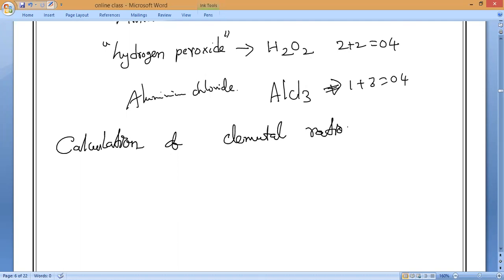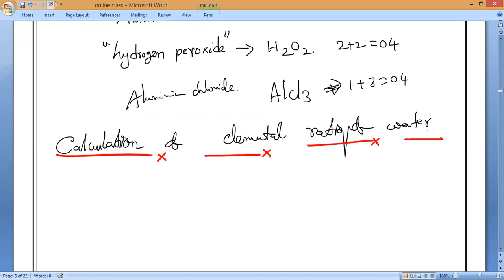Elemental ratio of water. One time elemental ratio, another one time mass ratio. Both we will study. Is it okay, guys? Yes, everybody. So we keep heading now: calculation of elemental ratio of water.